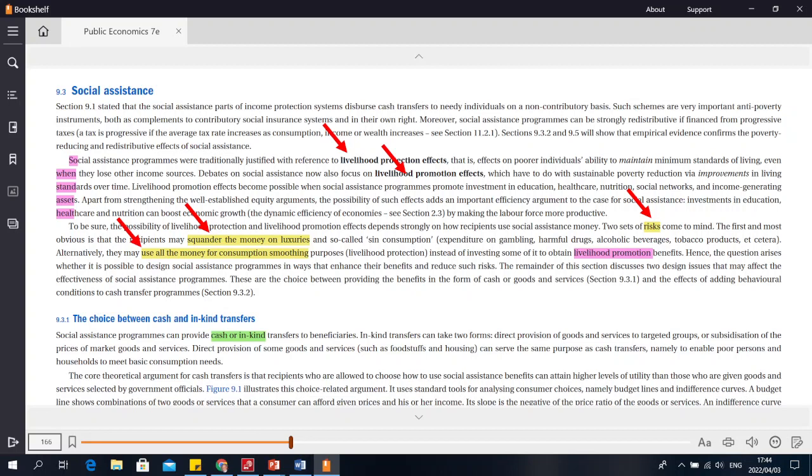The second risk is that they use all the money just for consumption, and they don't promote their situation. They don't use the money to invest in something that can ensure income over time, which is livelihood promotion. Okay, so the next section will be on cash or in-kind transfers to beneficiaries. Should we give them cash or should we give them something? Now, there's quite a long discussion about this, so I will do that in the second video.